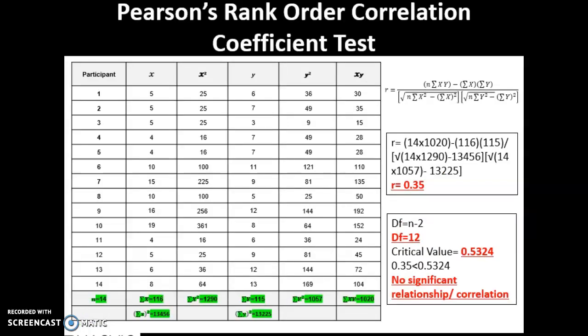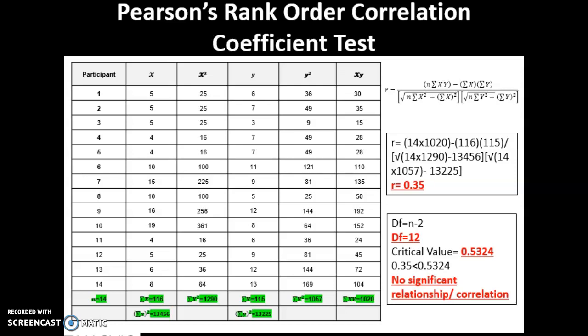This is Pearson's rank order correlation coefficient test. The formula for this test is displayed in the top right corner, where n is the number of participants and x and y represent two different sets of data. In my example, the n value is 14, as there are 14 participants.